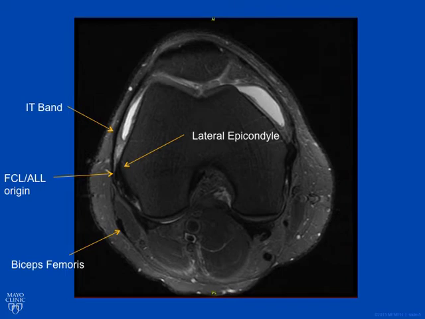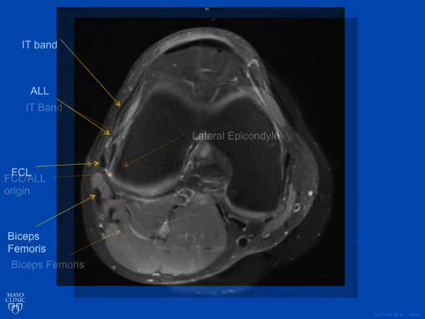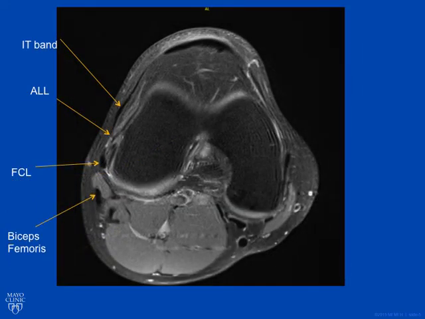It is important to move from posterior to anterior when analyzing a coronal MRI when looking for the anterolateral ligament. Structures that are helpful to identify when trying to find the anterolateral ligament include the biceps femoris, the FCL, and the IT band. Now we're moving slightly distally.